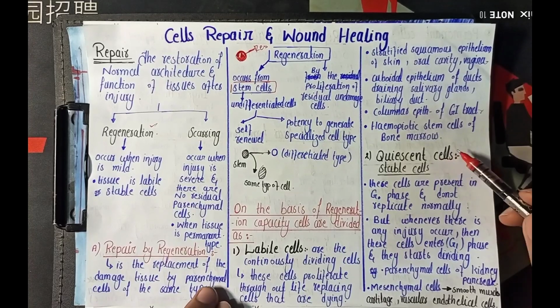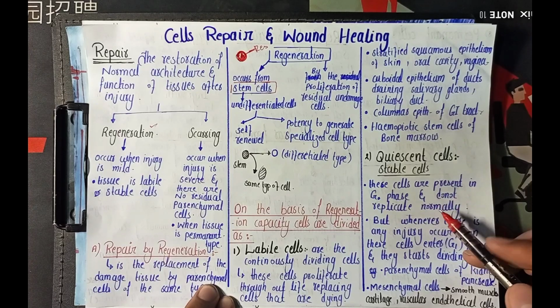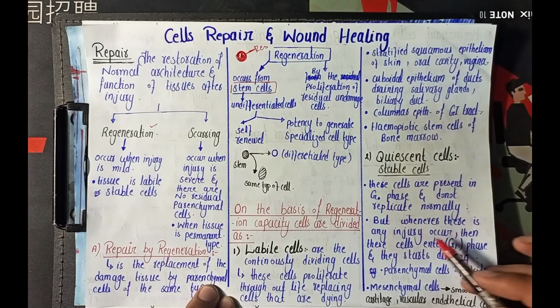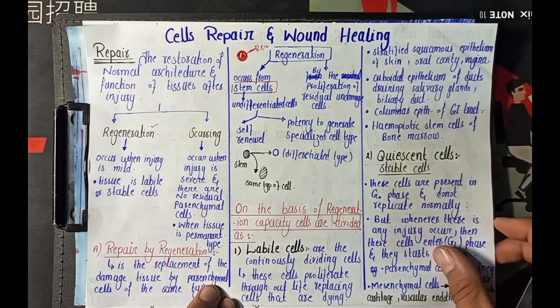दूसरा हमारे साथ है quiescent cells. Quiescent cells are also known as the stable cells, and these cells are present in the G0 phase and they do not divide normally, but whenever there is any tissue injury, then these cells enter into the G1 phase and they start dividing. The examples include parenchymal cells of the pancreas or the kidney, or the mesenchymal cells that include smooth muscle cells, cartilage, and vascular endothelial cells. These cells do not divide normally, but whenever they are damaged, then they start replicating, enter into the G1 phase and replace the damaged cells.